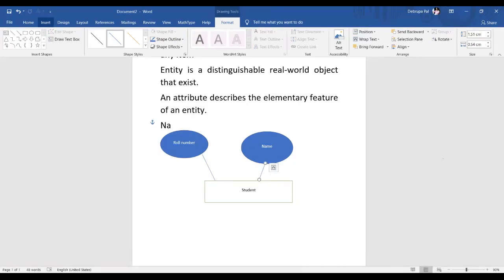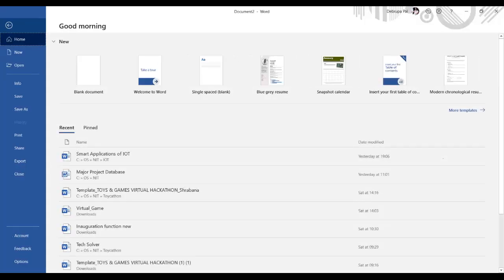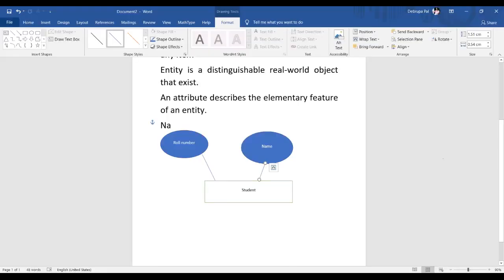Here we are talking about the student entity, and the student entity has only two attributes as shown, name and roll number. Similarly, you can show other attributes also, like a phone number can be there. Wait, let me draw one or two.